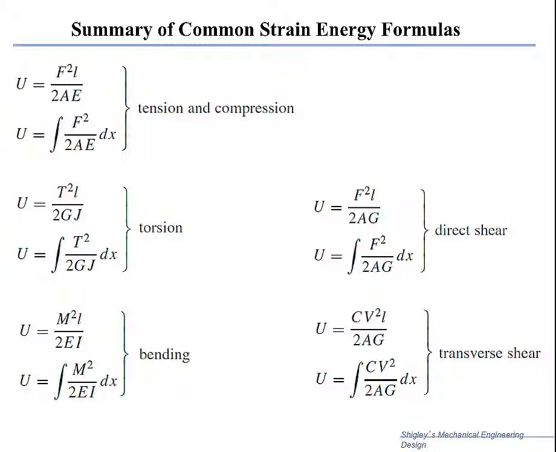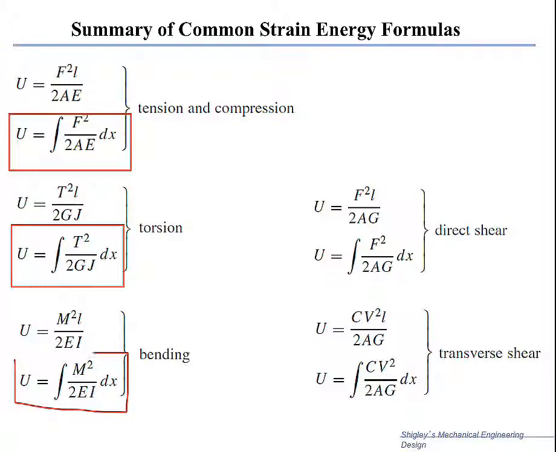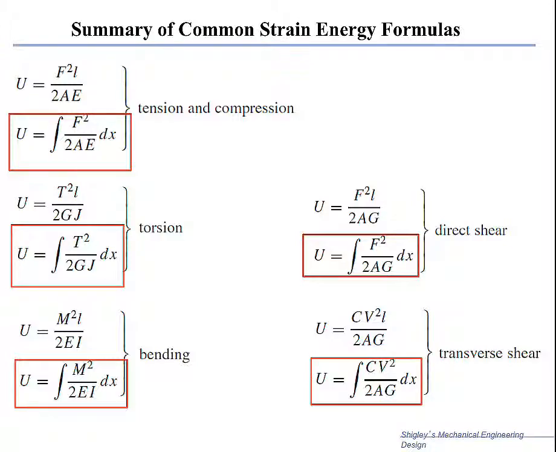In this summary, you will see the formulas, let me just make it the general one. The formula for tension is F squared over 2AE. For torsion it is T squared over 2GJ. For bending it is M squared over 2EI. For direct shear it is F squared over 2AG dx. And for transverse shear, you just add a constant C: C V squared over 2AG.